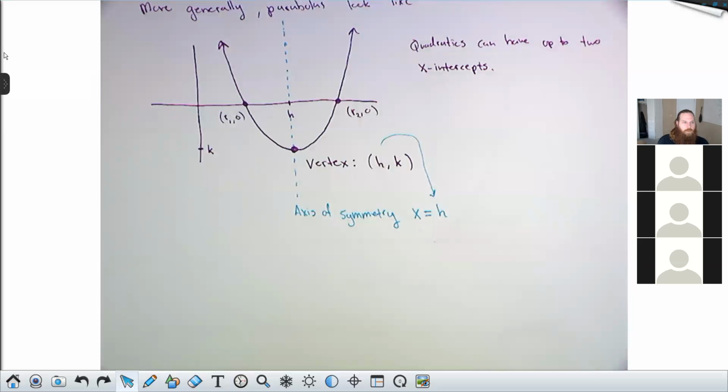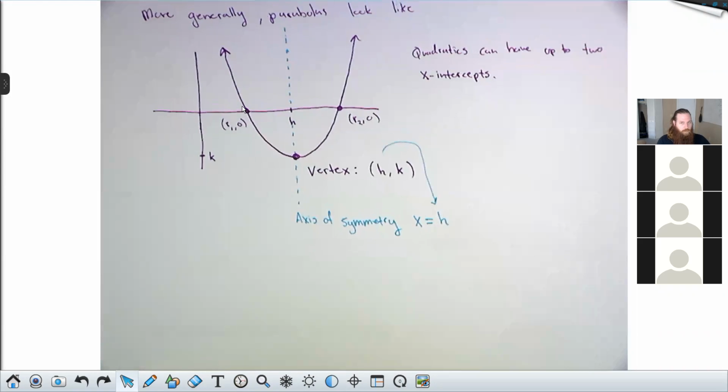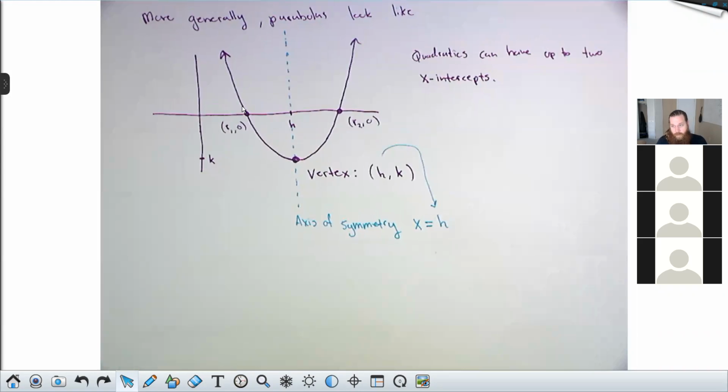Mark, I'm not quite clear on the question you asked in chat. So ax squared plus bx plus c, that's the general form of a quadratic function. mx plus b is one way of writing a linear function. Yeah, one of the ideas is making sure you can recognize whether something is linear or quadratic or something else. Right, so right now I'm just showing you these basic geometric features of a parabola. They always have an axis of symmetry, they always have a vertex, and they can have at most 2 x-intercepts.